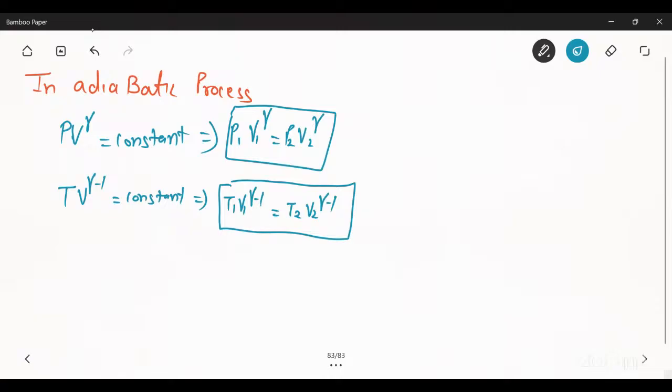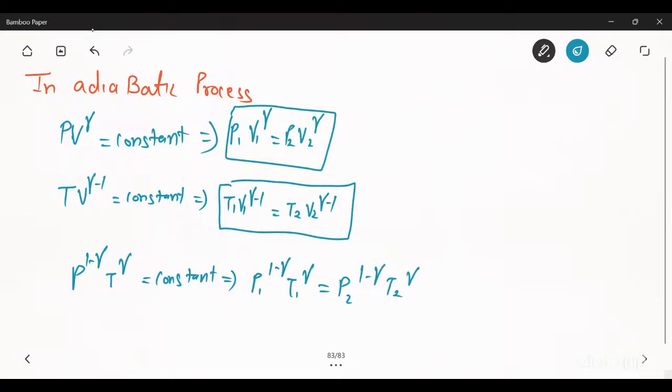Okay. PV gamma is equal to constant, and P to the power 1 minus gamma, T gamma is equal to constant, which means P1 to the power 1 minus gamma, T1 gamma is equal to P2 to the power 1 minus gamma, T2 gamma is constant. Okay, so these are the conditions.